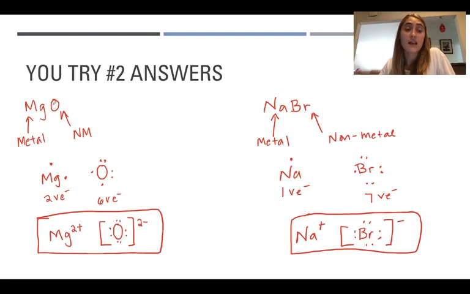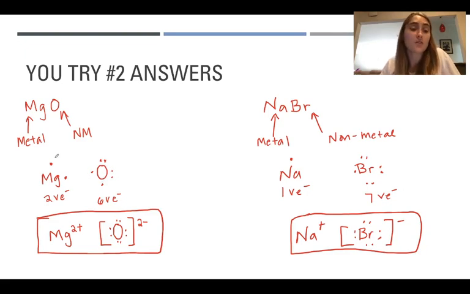So let's look first at MgO. So magnesium, or Mg, is a metal and oxygen is the nonmetal. So my first step is to identify how many valence electrons each of these have. So magnesium has 2 valence electrons and oxygen has 6 valence electrons. So I've gone ahead and drawn my individual Lewis structures for magnesium and oxygen. And I know that in order for this ionic bond to work, magnesium has to donate 2 valence electrons to oxygen, which works out really well because oxygen is short 2 valence electrons from having its octet.